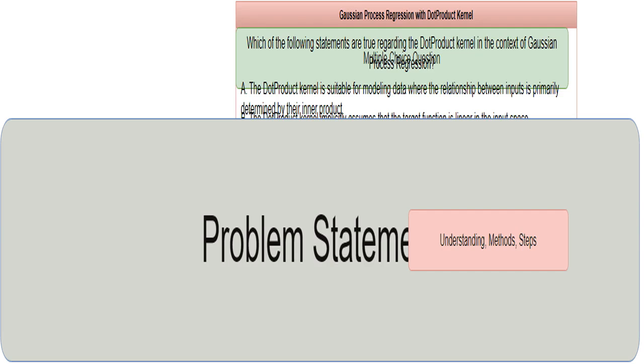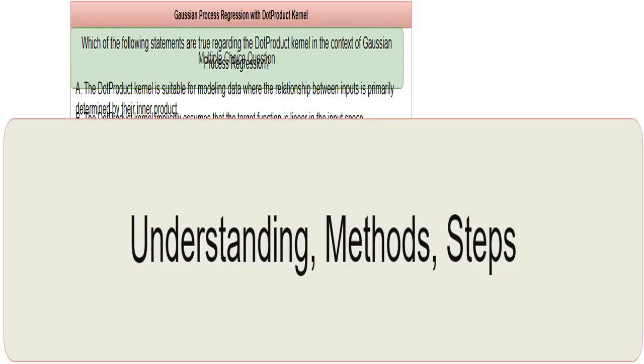This is just the instruction for the multiple-choice question, telling you to pick all the true answers. This is the title introducing the multiple-choice question about the DotProduct kernel in Gaussian process regression, GPR. GPR uses kernels to model the relationships within data. These section headings guide you through how to solve the problem. They break the explanation into sections focused on understanding the question, describing the needed concepts, and providing a step-by-step approach.